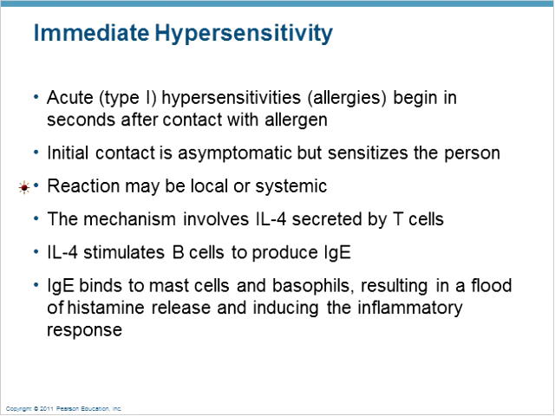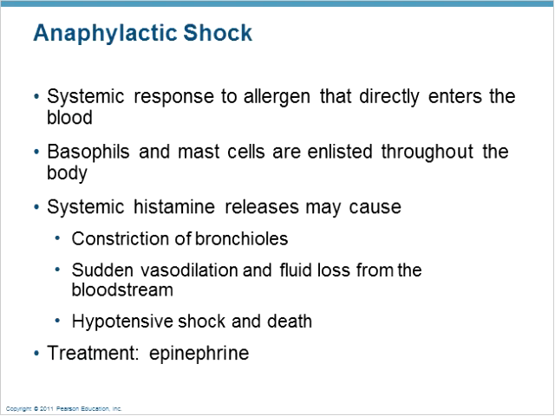Reaction may be local or systemic. A bee sting could make you stop breathing if you have anaphylaxis, or it could just cause a lot of edema and swelling in a local area. The mechanism involves the IL-4 secreted by T cells. IL-4 stimulates B cells to produce IgE, that antibody that occurs when we have an allergic reaction. IgE binds to mast cells and basophils, resulting in a flood of histamine throughout the body and inducing an inflammatory response. Anaphylactic shock is what I just talked about.